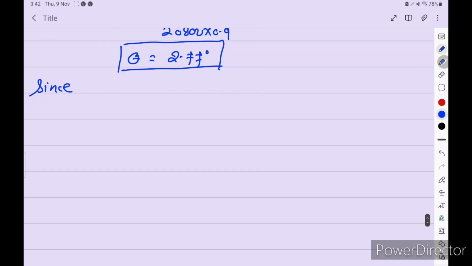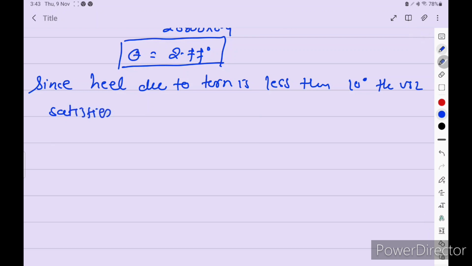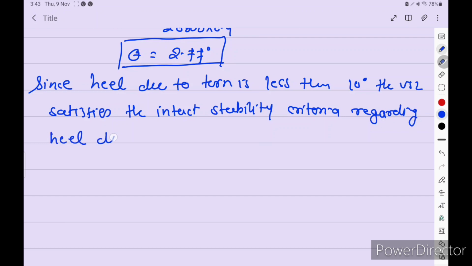Now since heel due to turn is less than 10 degree, the vessel satisfies the intact stability criteria regarding heel due to turning for passenger ship, because as per passenger ship intact stability, the heel due to turn less than 10 degrees is required.